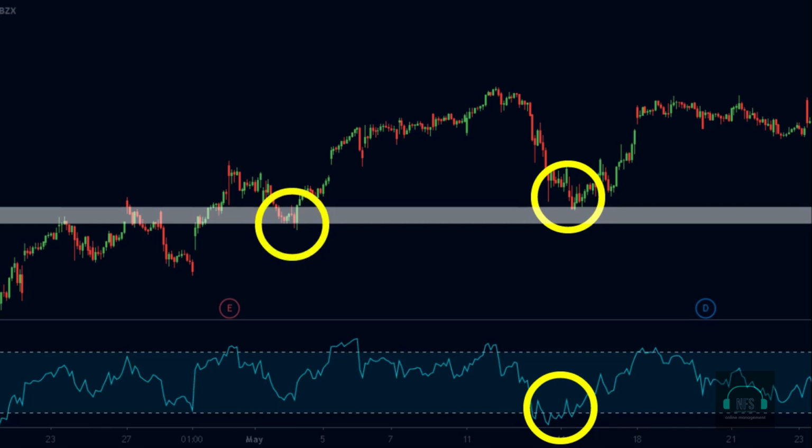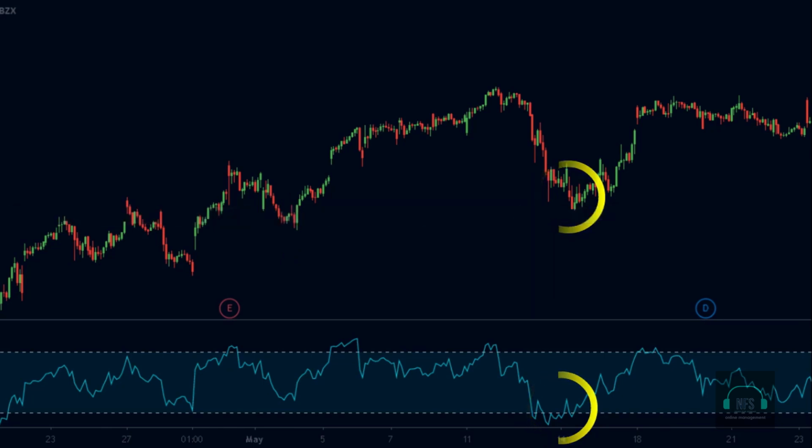This means the oversold reading on the RSI coincides with a strong support level. Hence, there is a high probability of the price moving up after the test of the support. And that is what happened here.